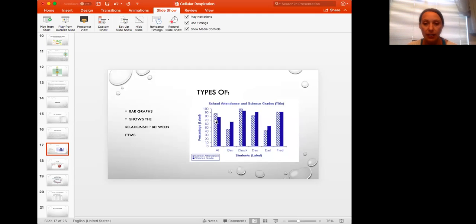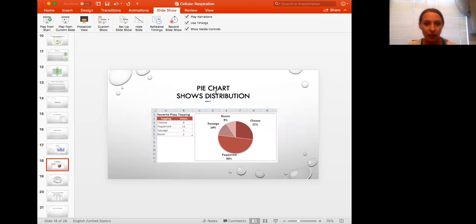You can see the striped line showing school attendance, and the dark blue solid line represents their science grades. So we're looking at whether there is a relationship between being at school, school attendance, and science grade. We get a visual showing us that. So a bar graph shows the relationship between items.